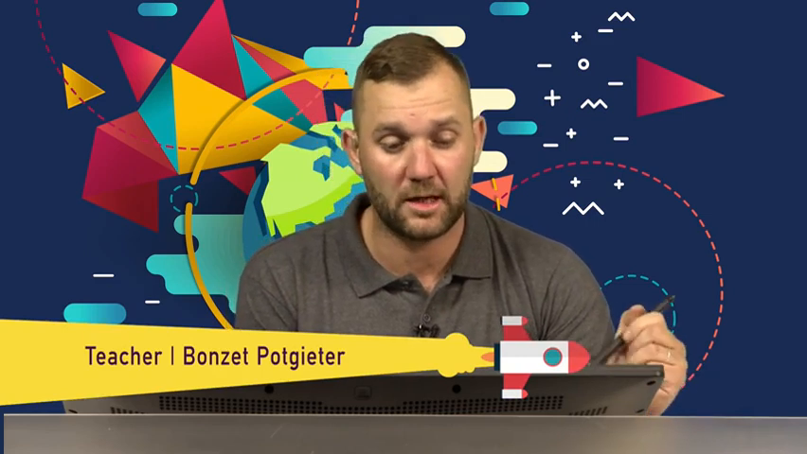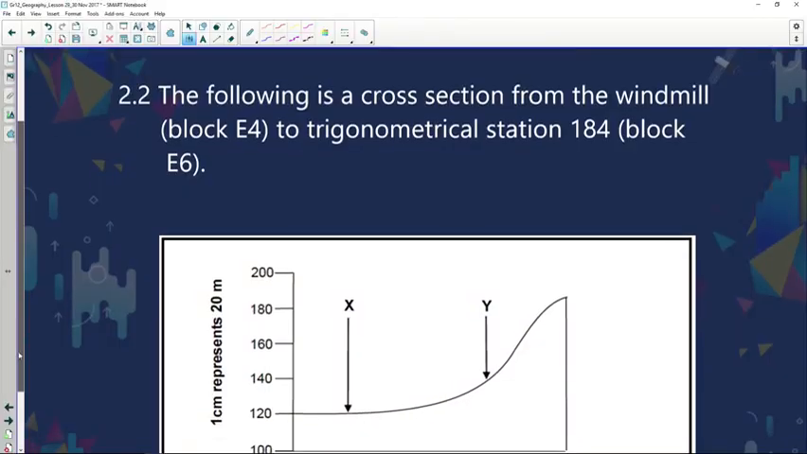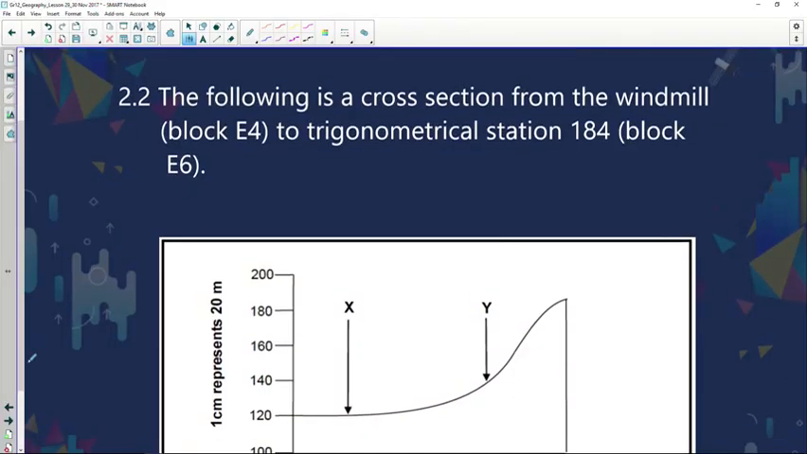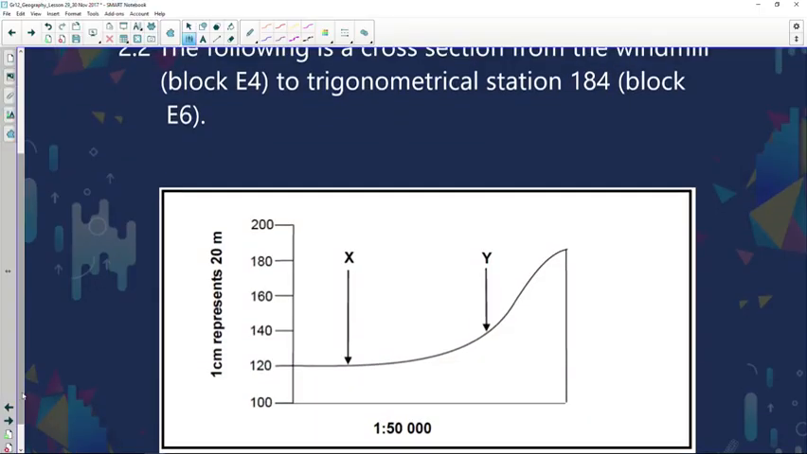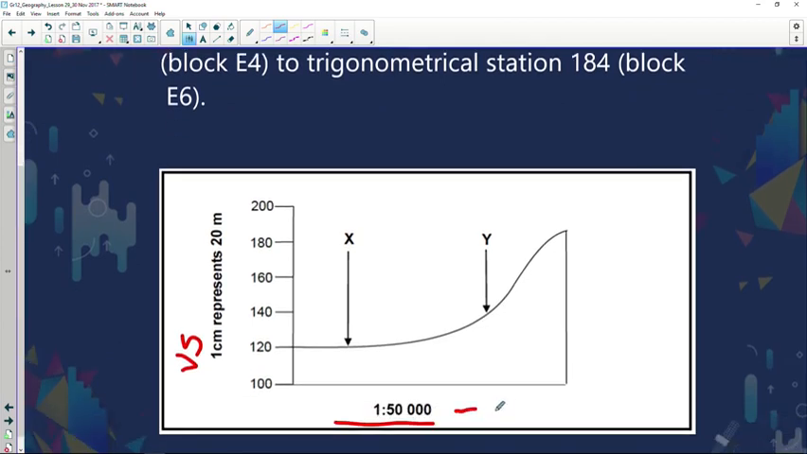So basically we're looking at 2.2. Now the examiner provided you with a cross section from one point to another point. Now what's a cross section? It's a side profile of the land area. Now as you can see, the side profile. Very importantly, when we look at the cross section, it consists of a vertical scale, that's usually the meters, and the horizontal scale. The horizontal scale is the map that you use. In this case, the examiner used the topographical map.